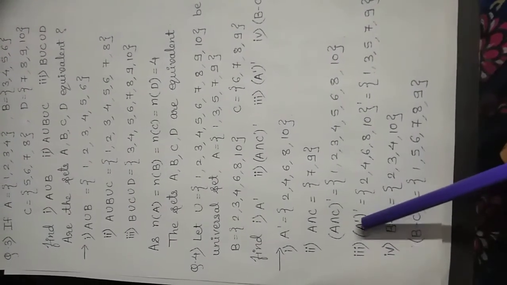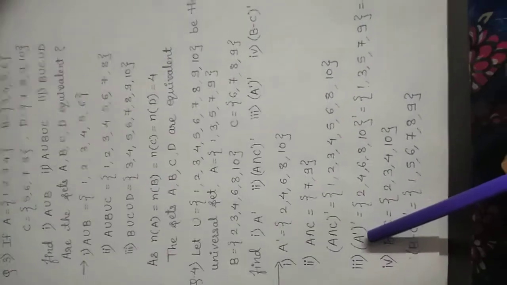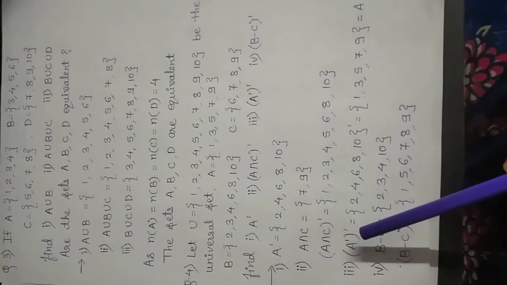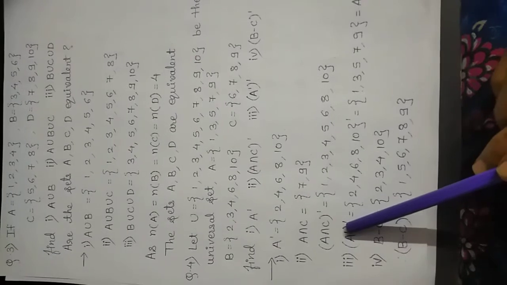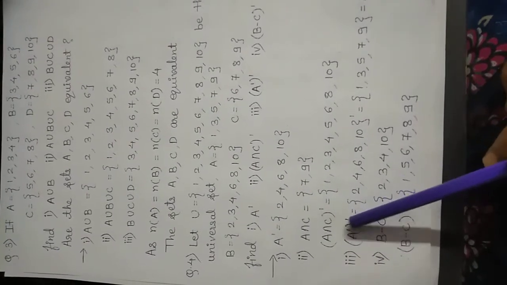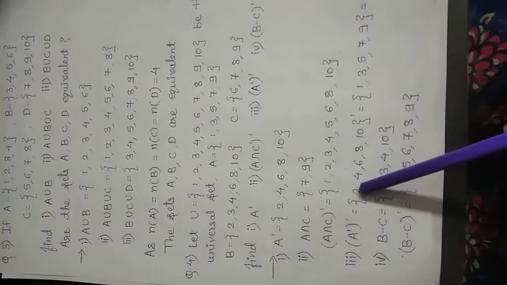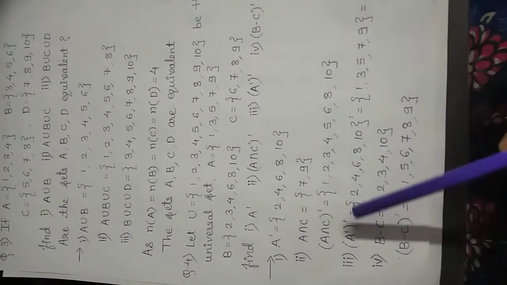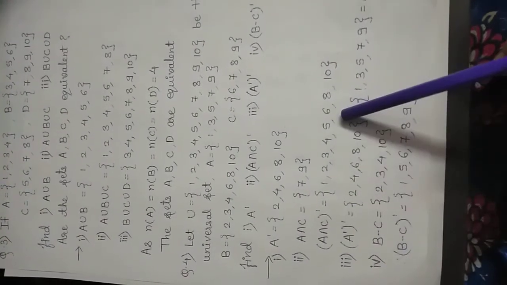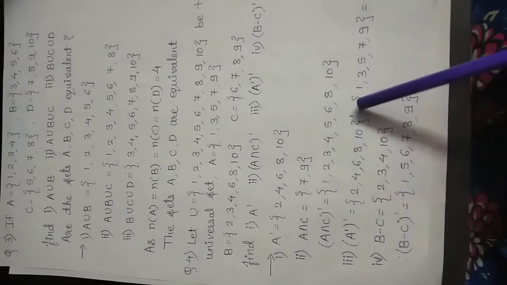Now third, A complement of complement. Since here two times complement is given, first we will find the single complement, and the answer for A complement is already here, that is 2, 4, 6, 8, 10. But we require one more complement, so that complement we are going to solve now.